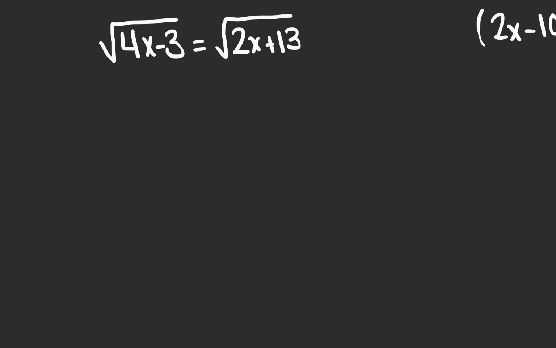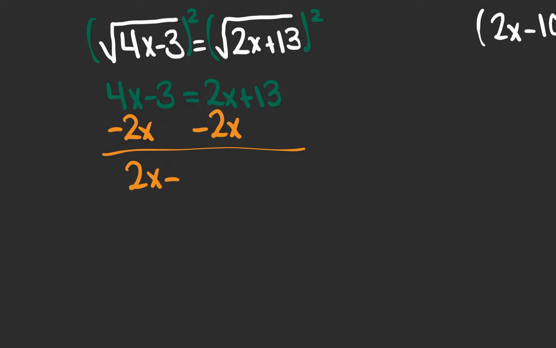For the next question, we have the square root of 4x minus 3 is equal to the square root of 2x plus 13. My first step is to square both sides. This will leave me with 4x minus 3 is equal to 2x plus 13. Now for this question, you can do this in multiple different ways, but I always recommend to move the variables to the left-hand side. So I will subtract 2x on both sides. This will leave me with 2x minus 3 is equal to 13.